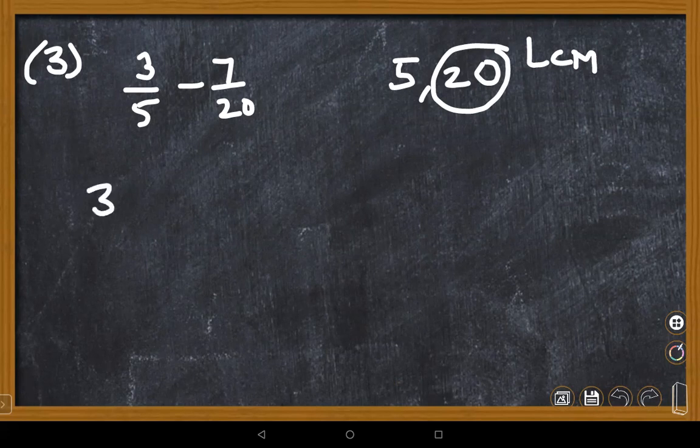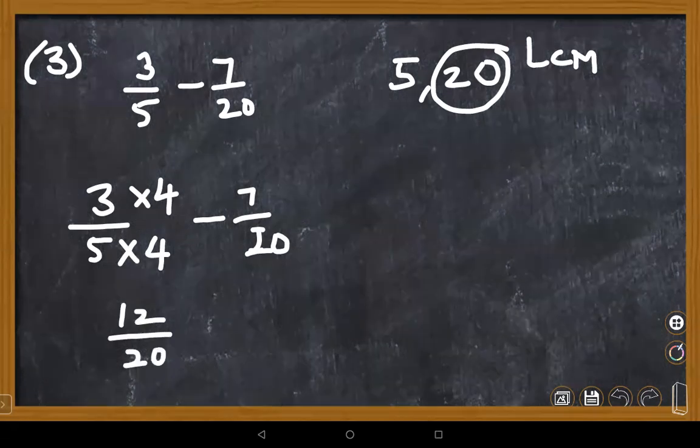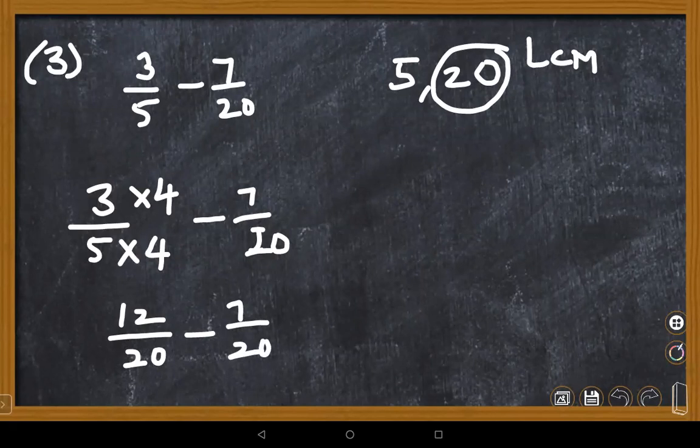First fraction, what are you supposed to do? The denominator is 5 here. To make it 20, multiply by 4 on both sides. Very good. So 7 by 20. Next, 3 4s are 12. So 12 by 20 minus 7 by 20. The second fraction, no need to change because the denominator is already 20.